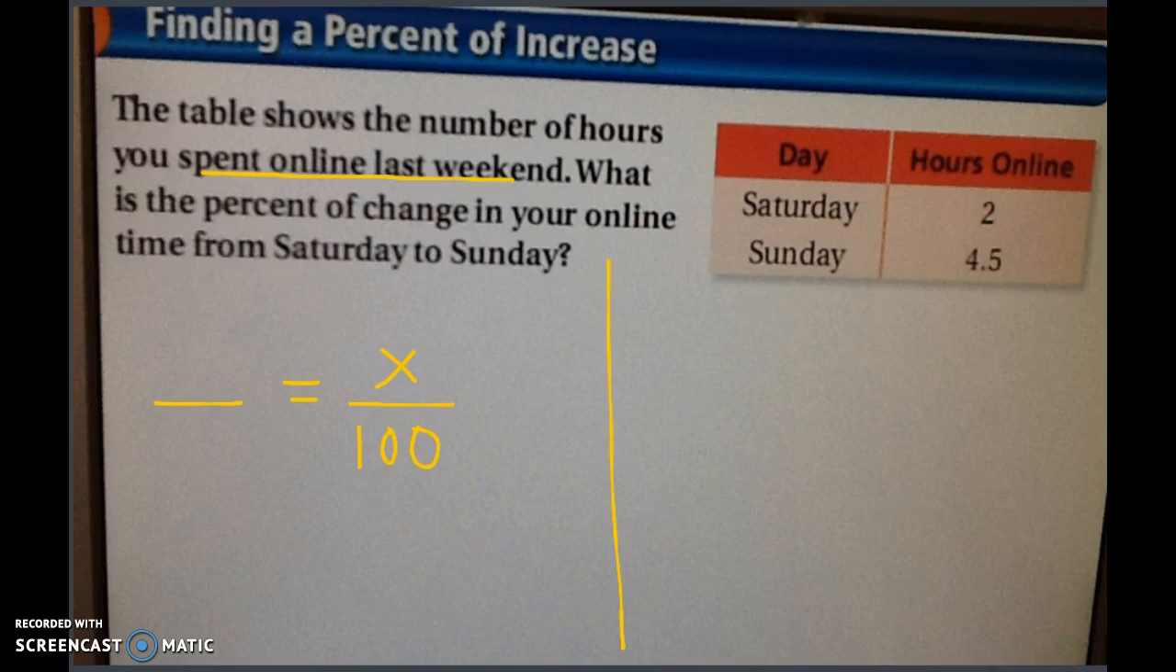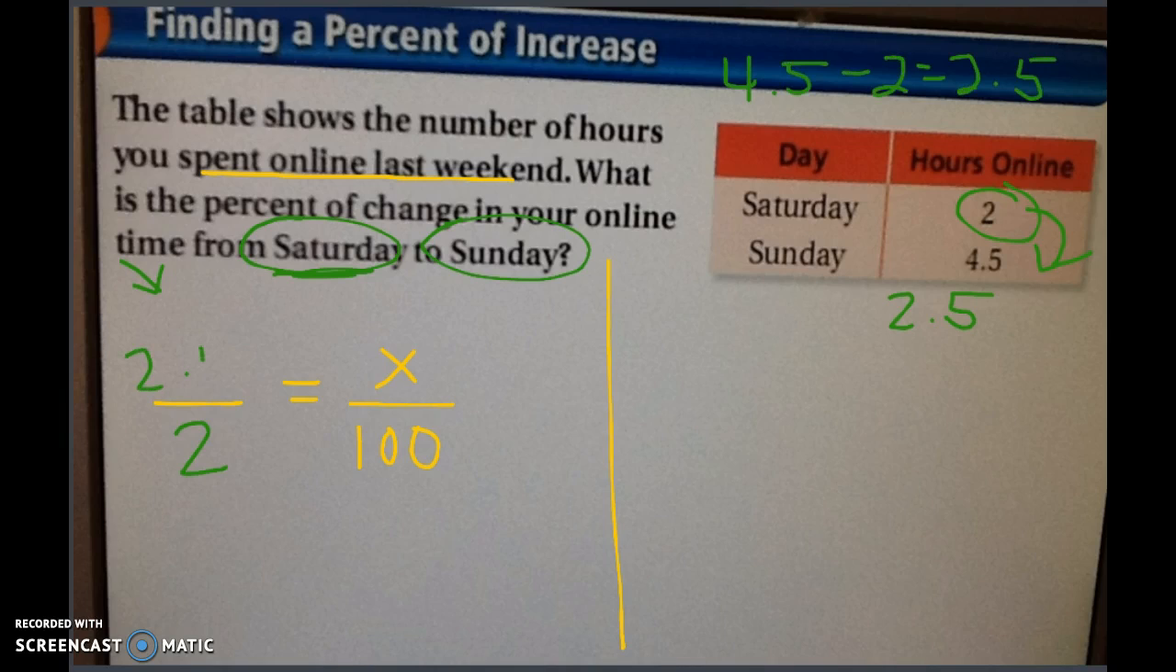My original amount is going from Saturday to Sunday. So Saturday is my original amount. I spent 2 hours online. That's my original. I want to know what it changed by. From 2 to 4.5, I spent an extra 2.5. I just subtracted that. 4.5 minus 2 gives me 2.5. That was my change. I'll put that on top. Now I'm going to cross multiply and divide: 100 times 2.5, and then divide by 2, and I get 125%.